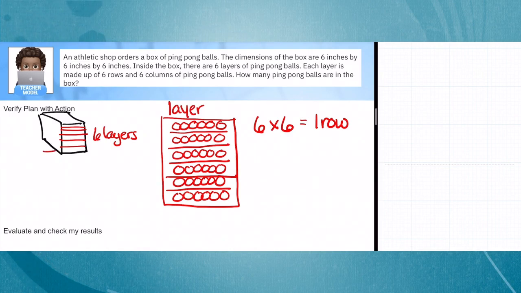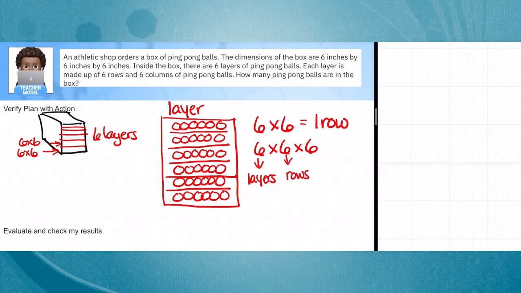So each one of these rows has a 6 by 6 ping pong balls. Okay, so instead of doing this in pieces, I'm going to represent this because I know I have 6 rows. 6 times 6 times 6. So I have 6 layers of 6 rows with 6 ping pong balls. And I could represent this as 6 to the third power. So that's how I would do it if I was just doing it as an exponent.